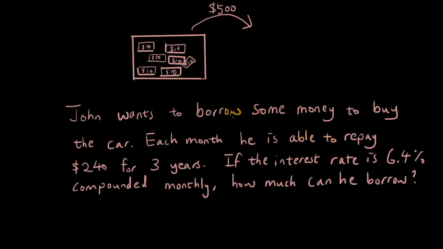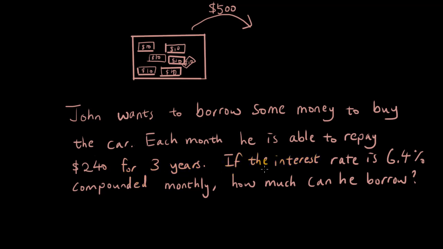Okay, so let's have a read of this question. John wants to borrow some money to buy a car. Each month he is able to repay $240. So what that means is however much he borrows, he's going to pay back the person that he's borrowing $240 every month for 3 years, right? That must be what he can afford from his salary or whatever work that he's doing.